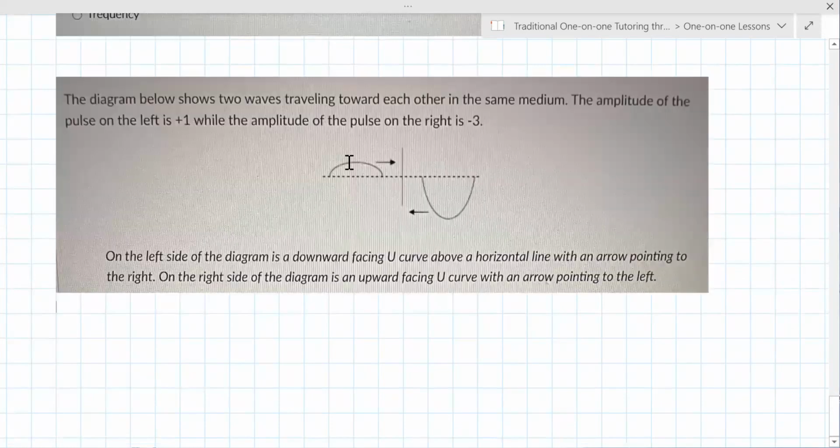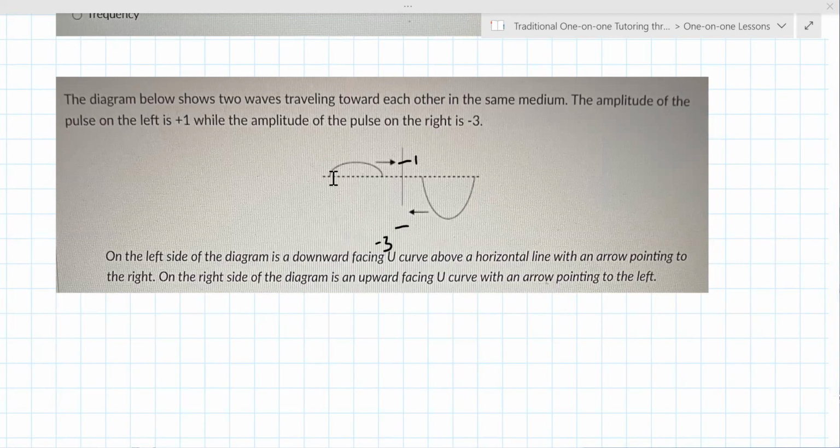All right, so two waves traveling toward each other in the same medium. Left, it's +1. So they're saying, hey, that's a height of 1. That's a height of -3. And it's like, what happens when they overlap? I think that is the question here. They're saying, which one is it when it overlaps?